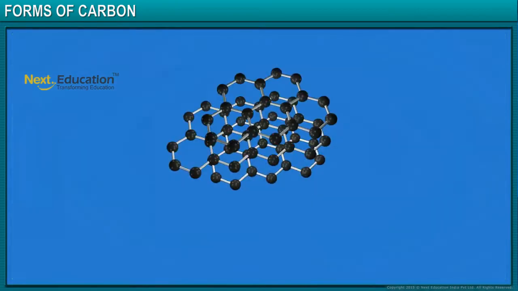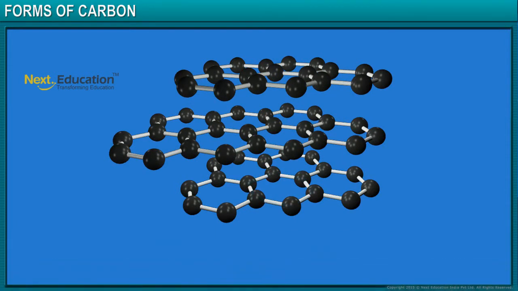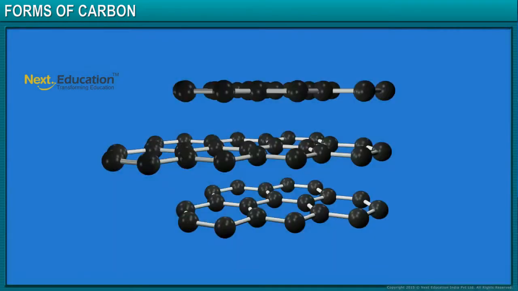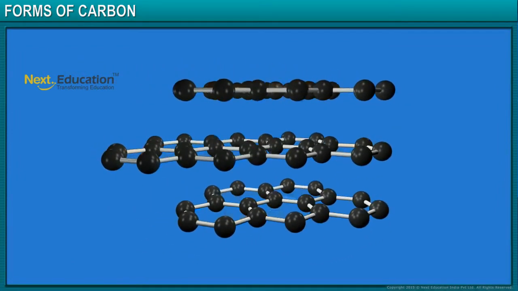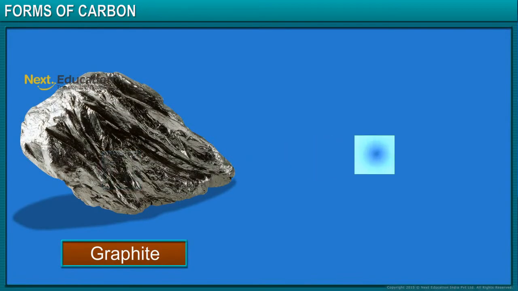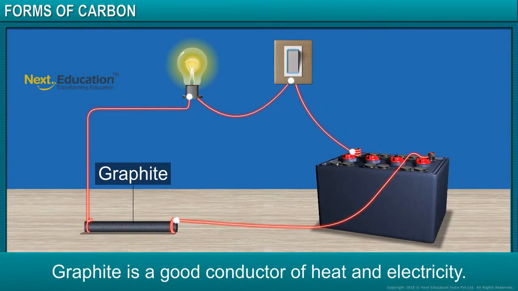In graphite, each carbon atom is bonded to three other atoms in the same plane, giving a hexagonal array. One of these bonds is a double bond, thereby satisfying the valency of carbon. A series of such layers are piled one over the other. The layers of carbon can slide over each other because there are no strong covalent bonds between the atoms of 2 adjacent layers. Since graphite contains free electrons, it is a good conductor of heat and electricity.